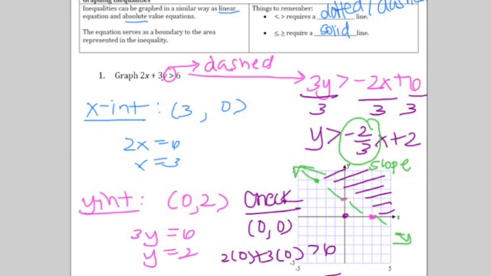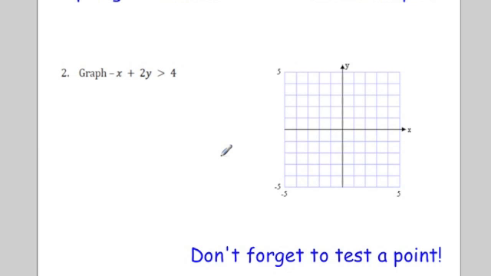Okay, let's go ahead and look at example 2. Once again, we need to graph. We can either do intercepts, or we can put it into slope-intercept form, it doesn't matter. So I'm going to find, I'll do both again.